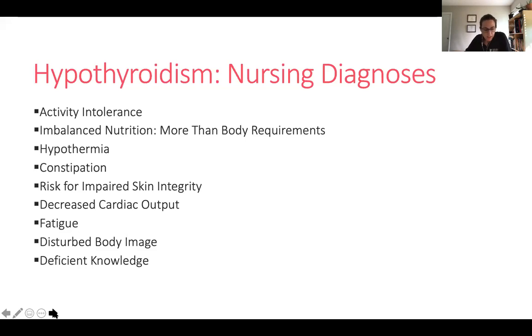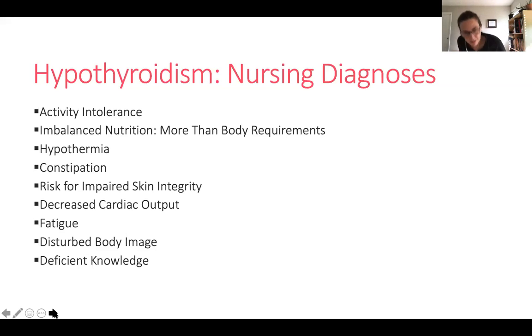As far as decreased cardiac output, they are at risk for excessive cardiac stimulation after hormone replacement therapy. So then you want to monitor for any changes in heart rate. So like we talked about, when they're adjusting the medication, if they feel like they're having heart palpitations or something, they need to let the doctor know right away, because that can mean that the medication dose is a little too high.